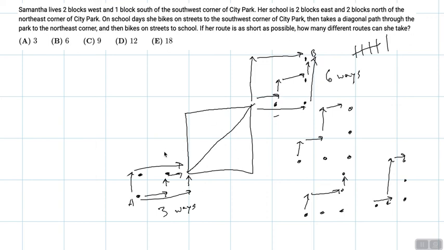So the total number of ways she could get to school is, she has 3 ways to choose from down here. So it's going to be 3. And then she's always going up here. And then she has 6 ways to go to school once she gets here. So times 6. So her total possible different routes she can take is 3 times 6, which is 18. So the answer is choice E.